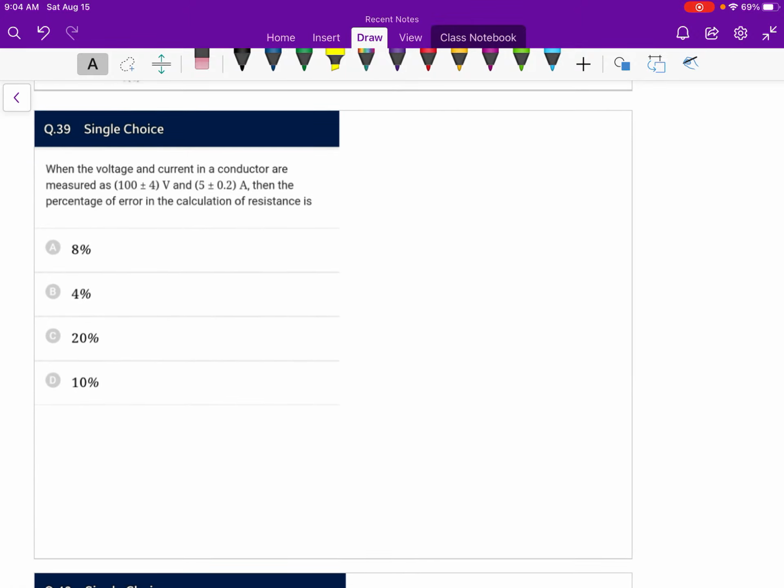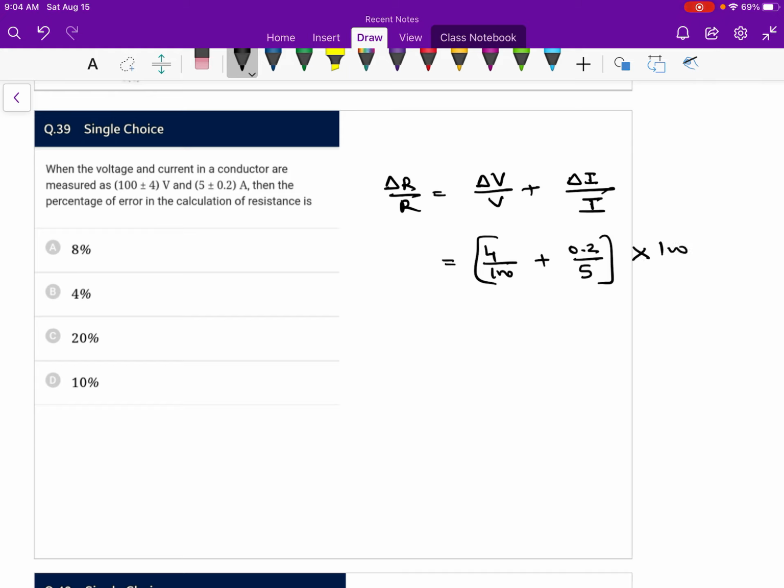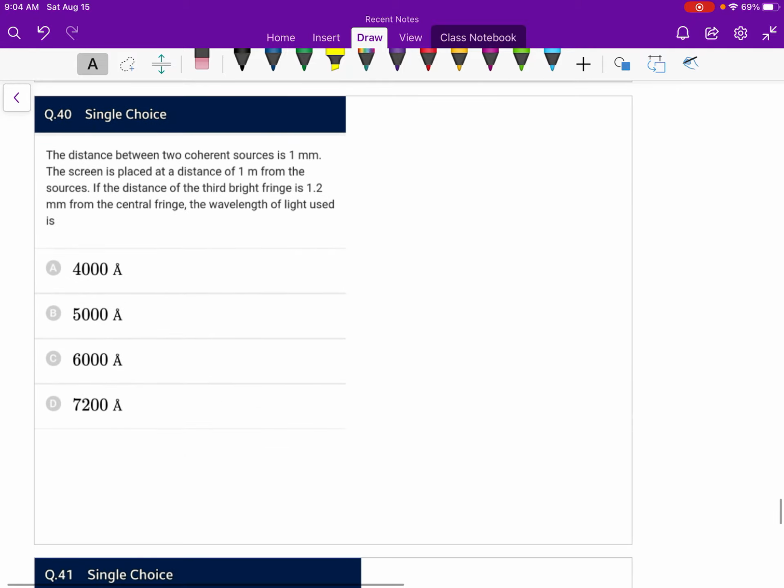Given the voltage and current, find the percentage error in the calculation of resistance. So ΔR/R is ΔV/V plus ΔI/I for the maximum error. ΔV/V is 4/100, plus ΔI/I, which is 0.2/5, into 100 for the percentage change. So this is 4 plus 4, so 8%. So A is the correct option.